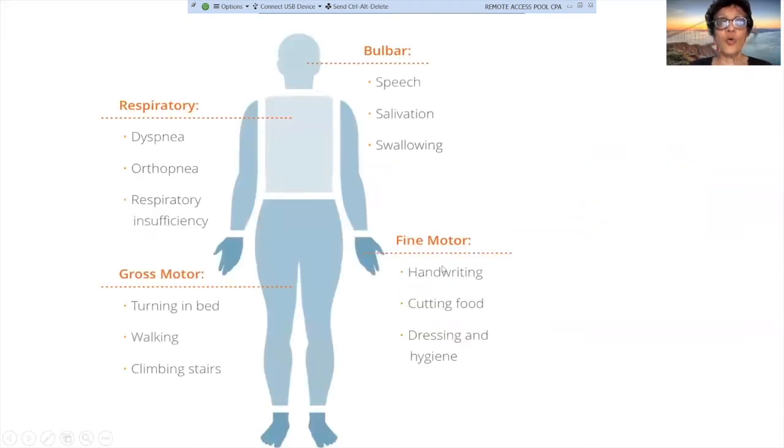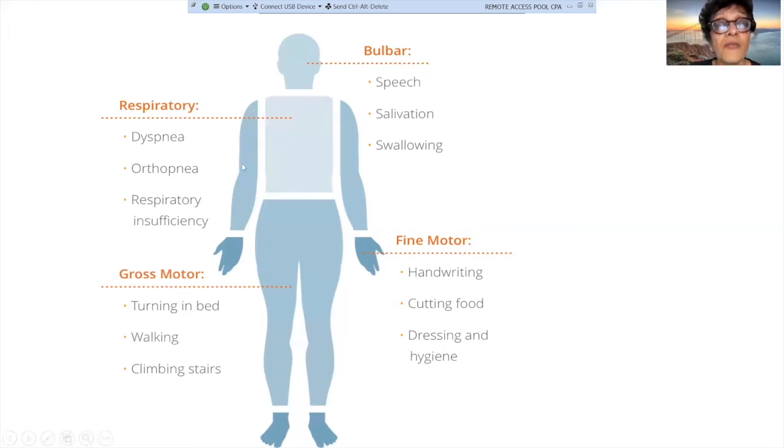So as you all know, ALS affects many different muscles of the body. It is a neuromuscular disease, and it can affect day-to-day living activities like turning in bed, walking, climbing stairs. It can also affect fine motor movements and impair handwriting, cutting food, dressing and performing day-to-day hygiene. Most patients with ALS do not get diagnosed with respiratory muscle weakness until after the diagnosis has been made.